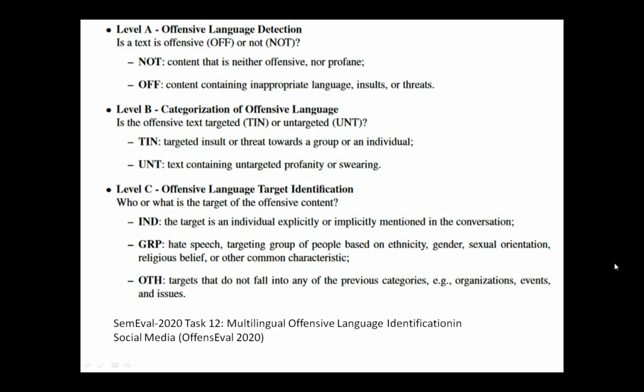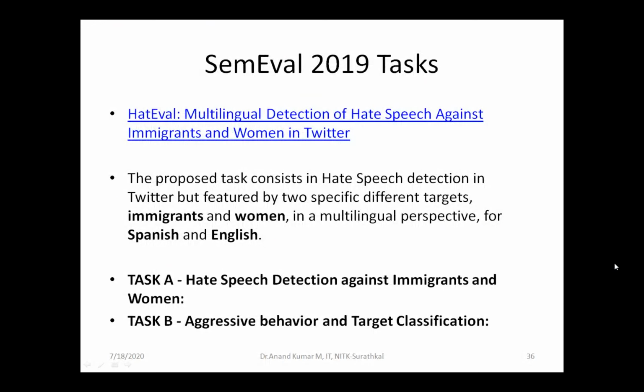This dataset is available from 2020. This is a recent shared task. The dataset is available online for English, so you can work on it. This is a 2019 one actually, the last year's competition. Here they targeted hate speech against immigrants and women in Twitter, and then they identify it automatically. It is a very famous competition.